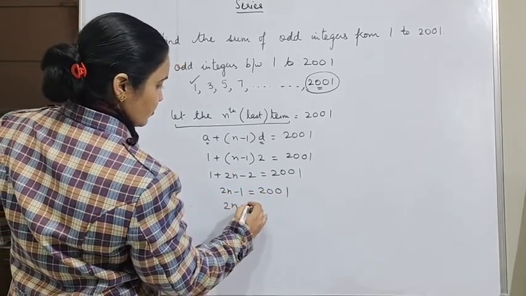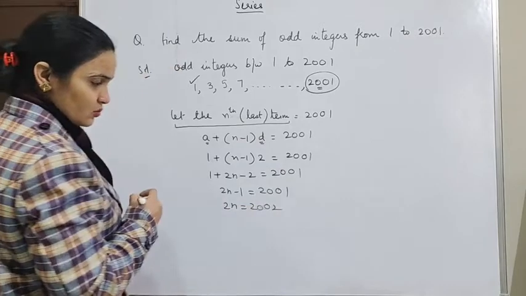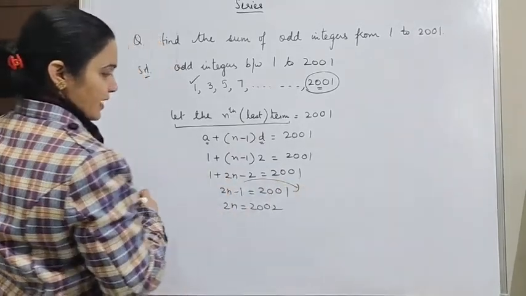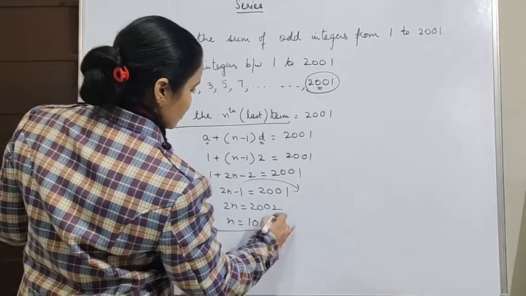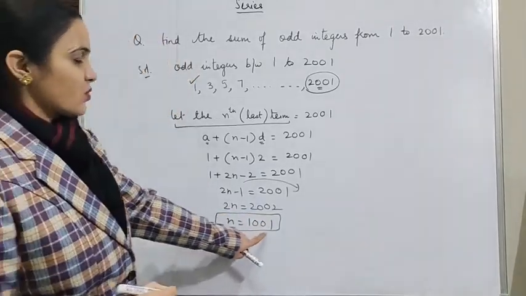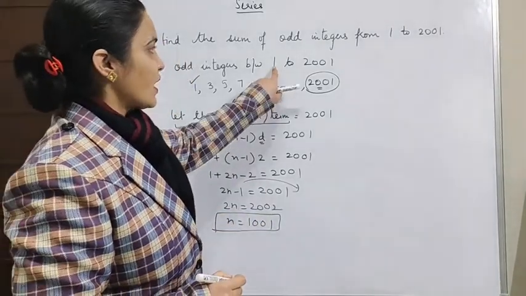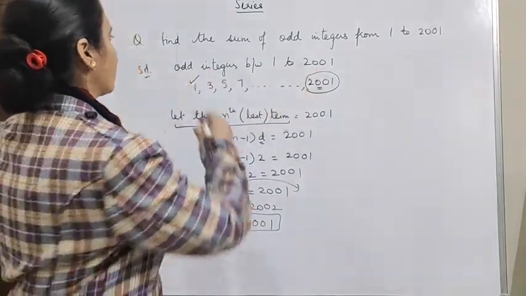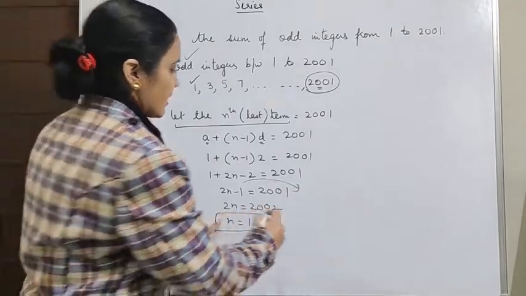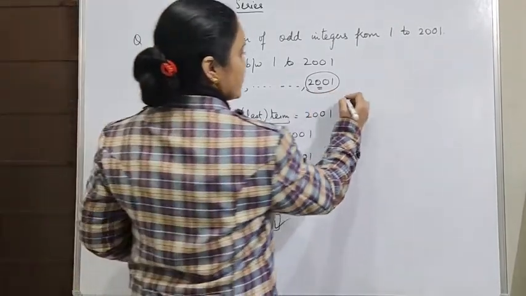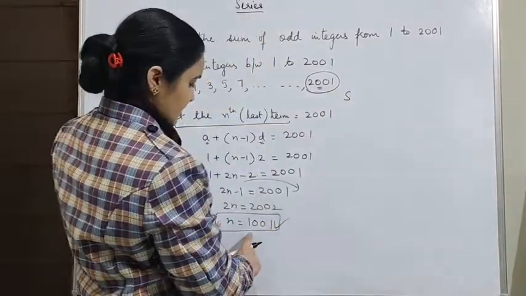So 2n is equal to 2002. We add 1 here, so n is 1001. So there are 1001 odd terms between 1 and 2001. Clear? Now we have n, the number of terms, so we can find the sum of these terms.